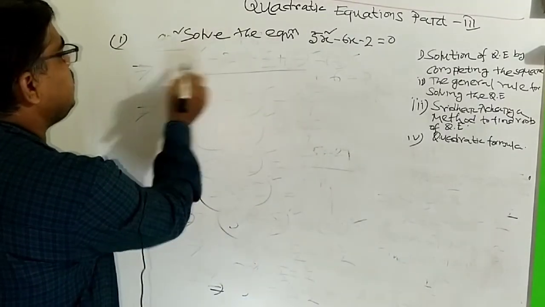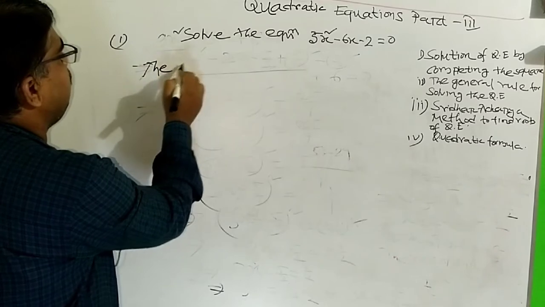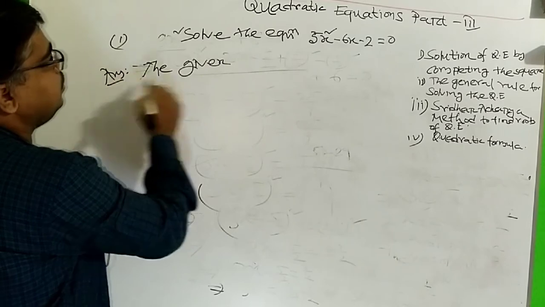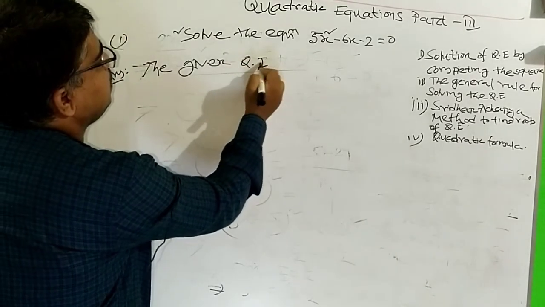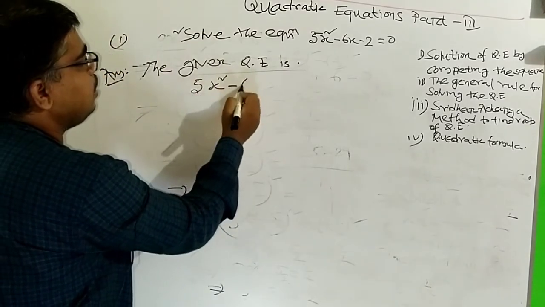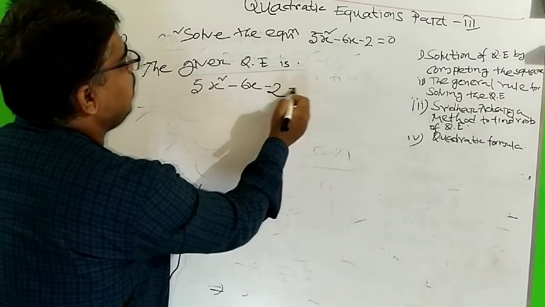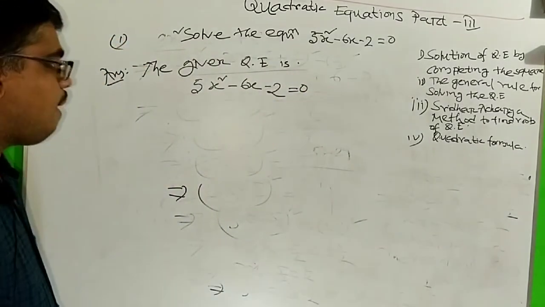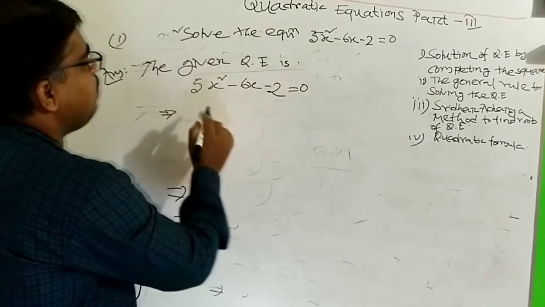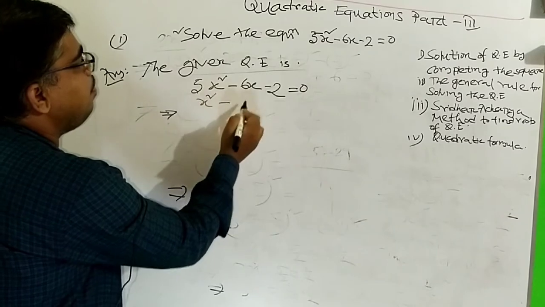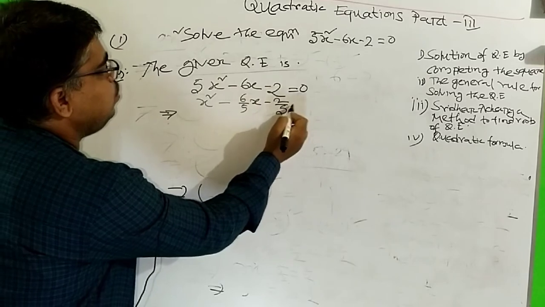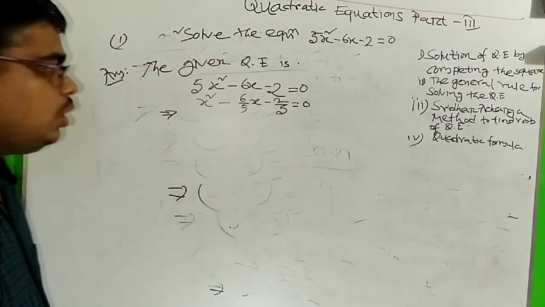We write the answer. The given quadratic equation is 5x square minus 6x minus 2 is equal to 0. We divide both sides by 5, we get x square minus 6 by 5 into x minus 2 by 5 equal to 0.